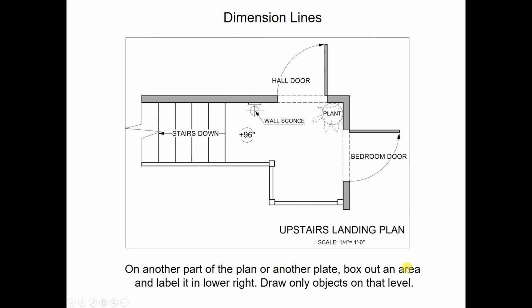Then we need to draw some other part of our drawing. Maybe you've got room on your ground plan, you can put it off in a corner somewhere, or if you have to, you can draw it on a separate plate. But you do want to put a little box around something and say upstairs landing plan. Just give it its own little title and a scale. It's probably going to be the same scale as your ground plan, but it doesn't have to be.